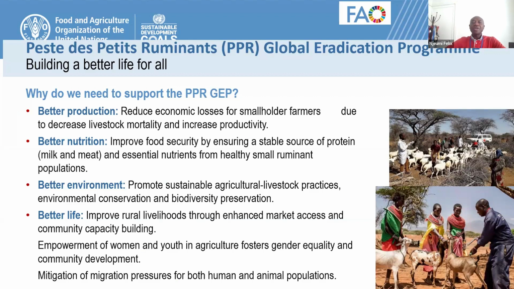Better life: improved rural livelihood through enhanced market access and community capacity building, empowering women and youth in agriculture, fostering gender equality and community development, and mitigation of migration pressure for both human and animal population. These are really why we try to link the PPR program to the 4 Betters of FAO around the agri-food system, because all the four Betters are trying to summarize how we are able to work within FAO to support the agri-food system.